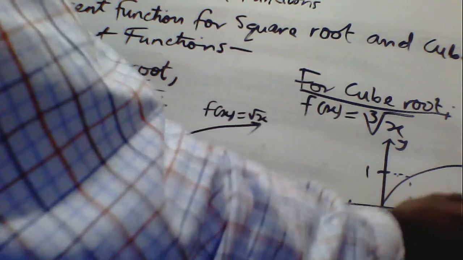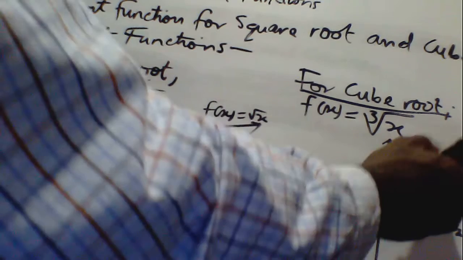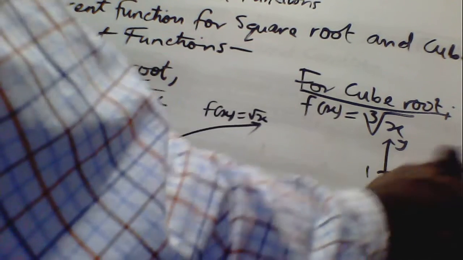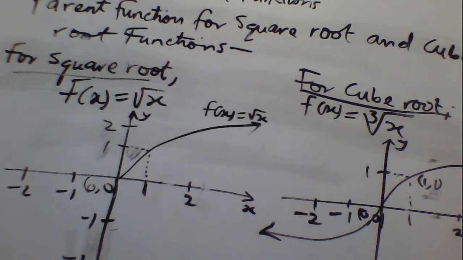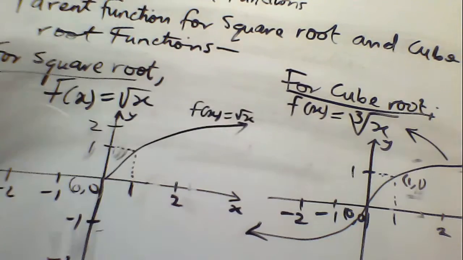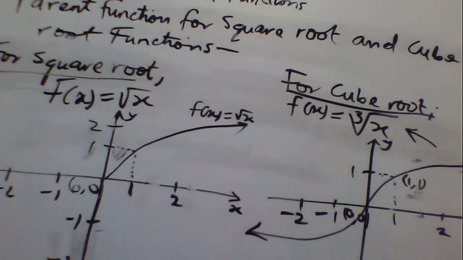Here is 1, here is 2. So this is how it is. At 1 and 1 we have an intercept at (1, 1). At 2 you have another intercept. So this is how the graph of a cube looks. In this case we have the function. This is for the cube and this is for the square root. So this is how the parent graphs of square root and cube root look. We can now proceed.